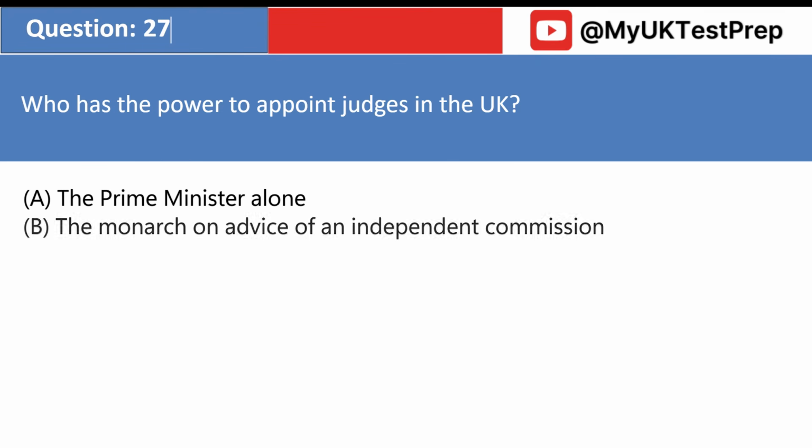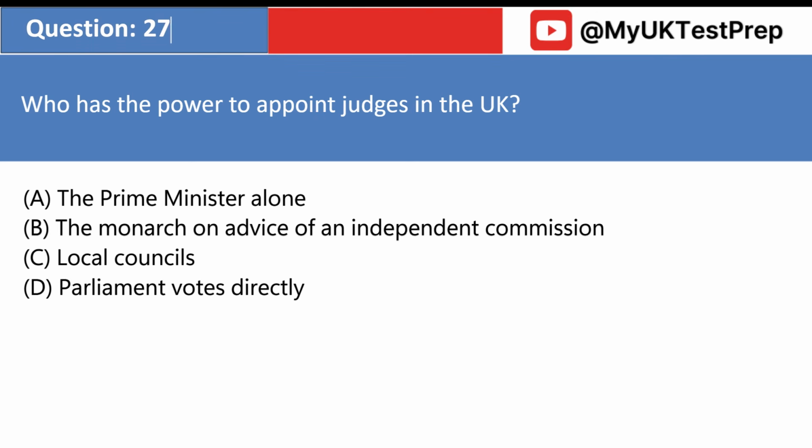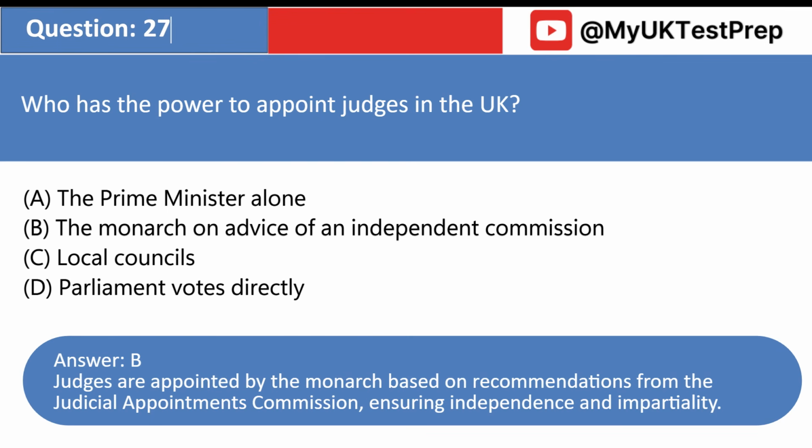Who has the power to appoint judges in the UK? A. The Prime Minister alone. B. The monarch on advice of an independent commission. C. Local councils. D. Parliament votes directly. Answer: B. Judges are appointed by the monarch based on recommendations from the Judicial Appointments Commission, ensuring independence and impartiality.